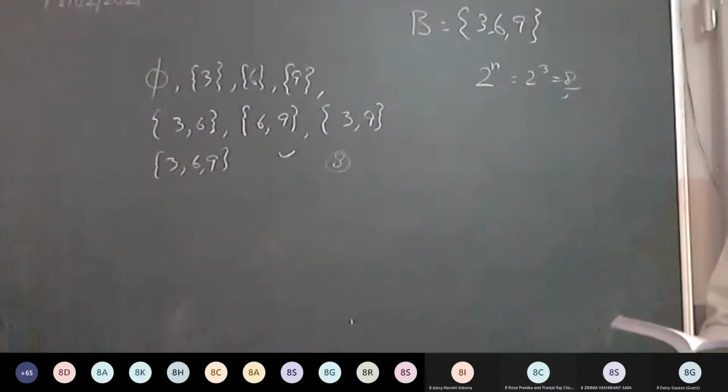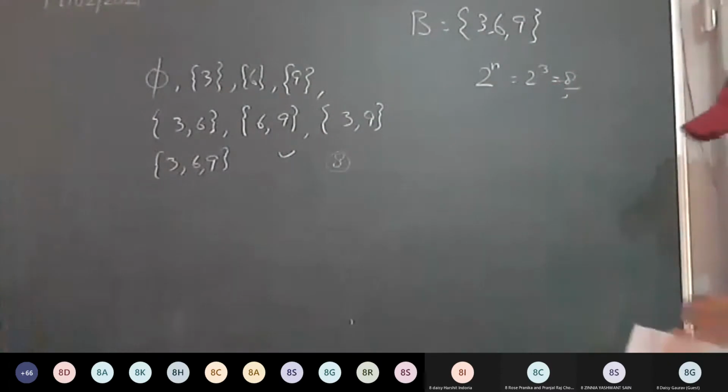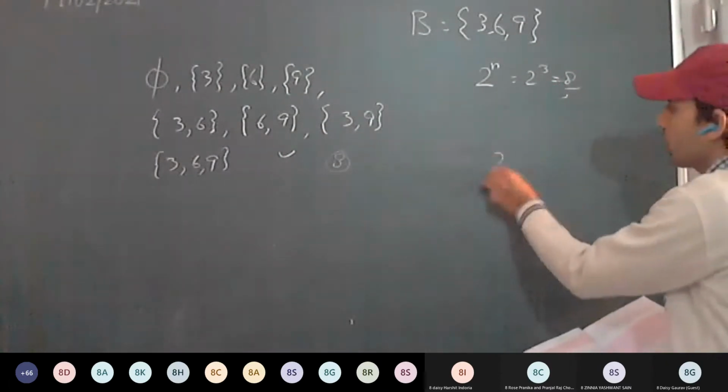Okay. Now in the C part, the third part, you do it. It is 2 raised to power.